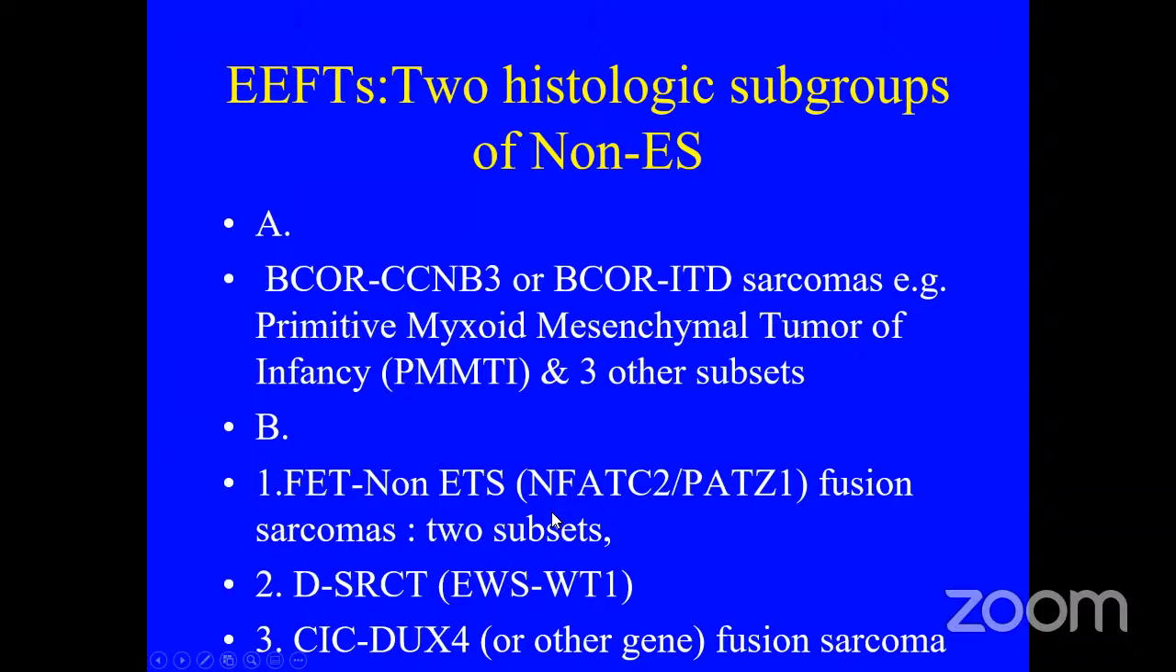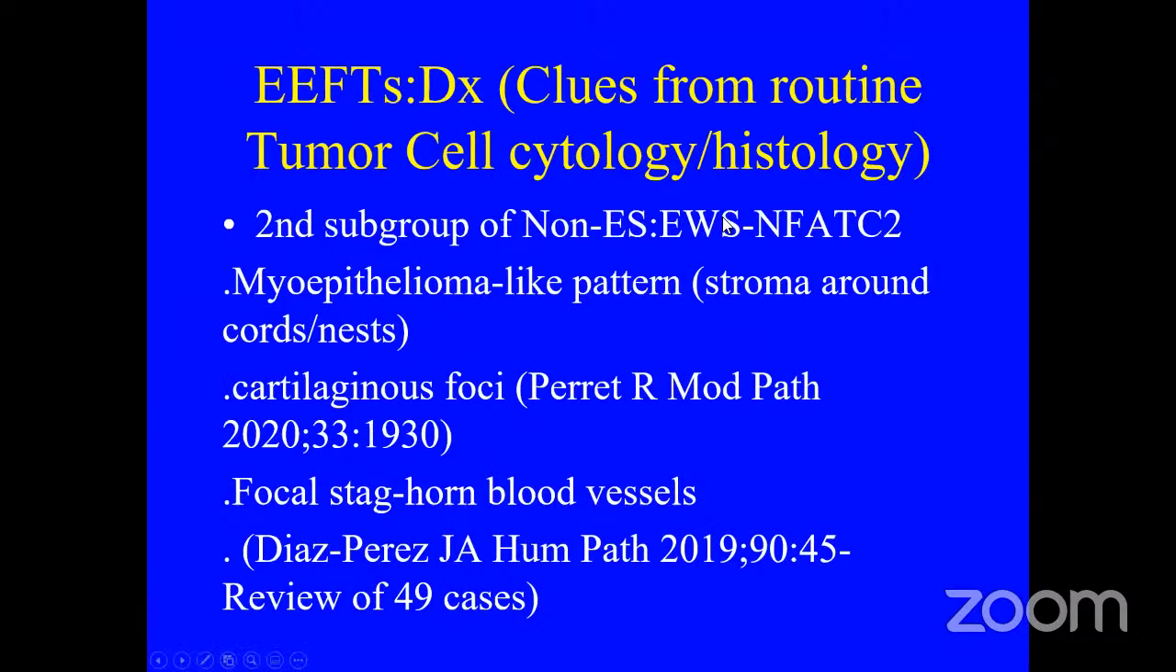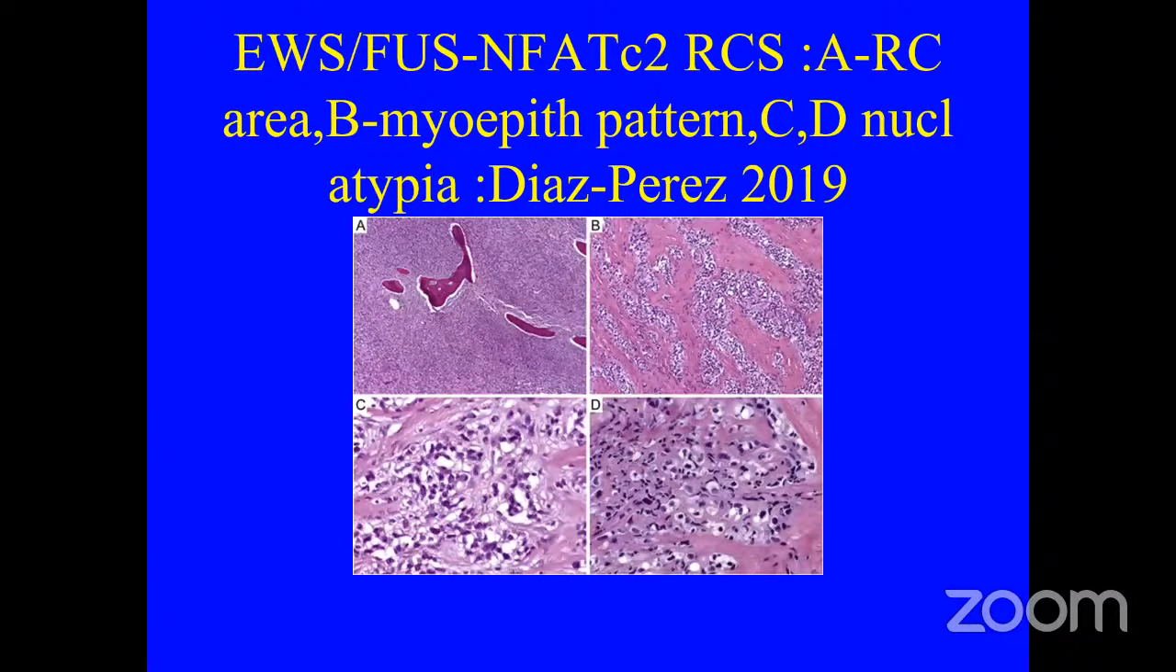The first one is the EWS-NFATC2 fusion sarcomas. Let's start with that first. In EWS-NFATC2 sarcomas, I'm not going to come to the positive staining right now, but before that, I will just say a few words about the histopathology, because we are starting with histology and dividing these tumors into broad groups. In this particular type of tumor, you are likely to see a myoepithelioma-like pattern, cartilaginous foci, and focal staghorn blood vessels. On the basis of this, you have a working histologic diagnosis of this tumor.